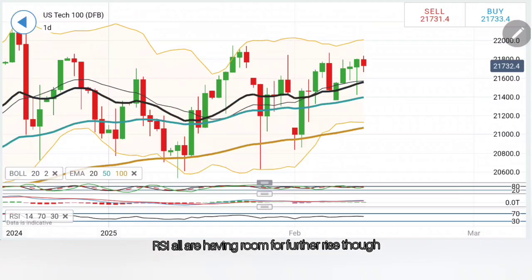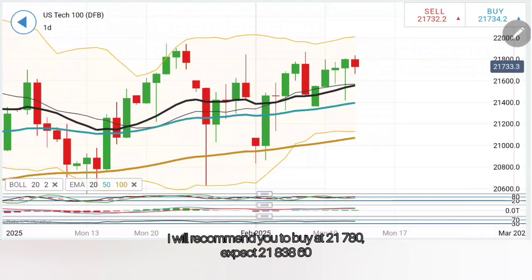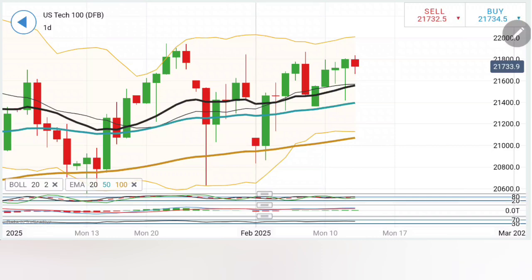Stochastic, MACD, RSI all are having room for further rise though. So considering this, I will recommend you to buy 21,780, expect 21,838, 60 as the first target zone. And if it breaks beyond 21,838, 60, stay bullish for 21,920, 21,970, and then 22,050 levels here. These are markets, anything and everything is possible.